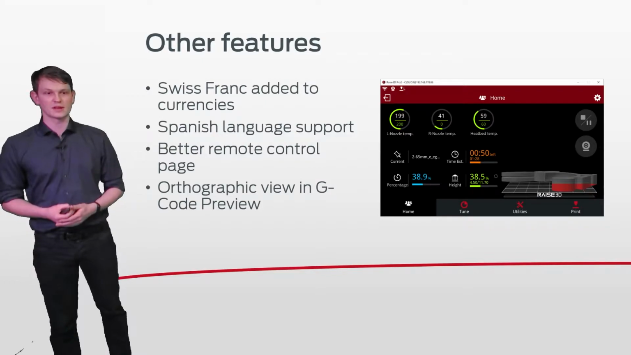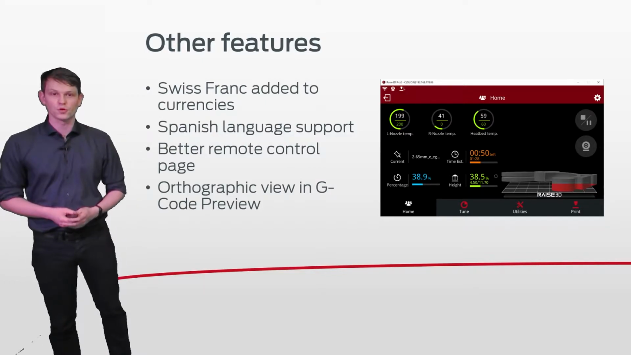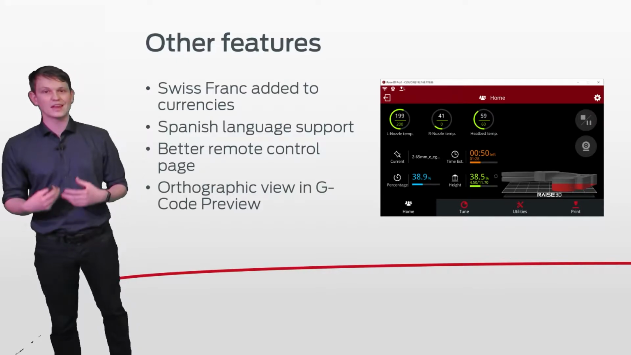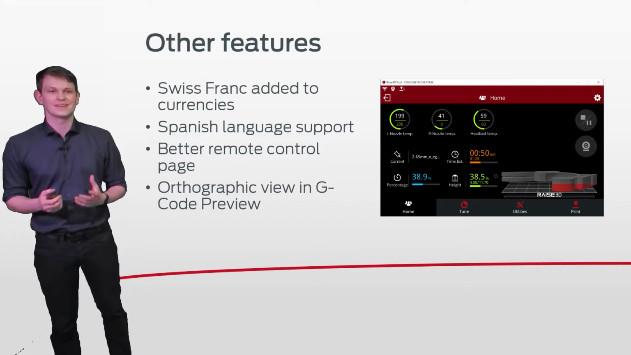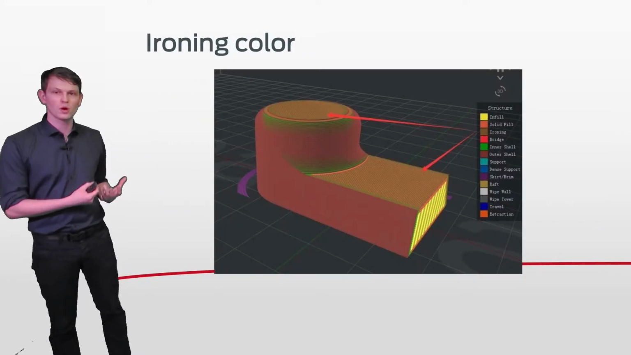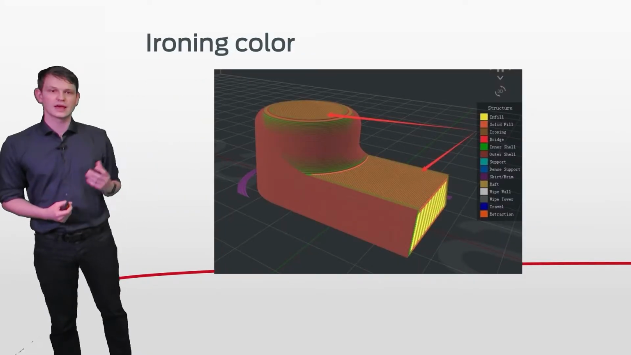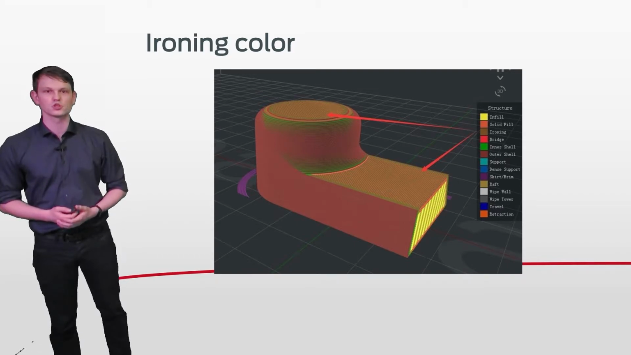Swiss francs have been added as a currency, Spanish language support has been added, the remote control page of your printer has been improved, and orthographic view is now available in the G-code preview. Additionally, a color to show what parts of your model are ironed has now been included with the preview function.